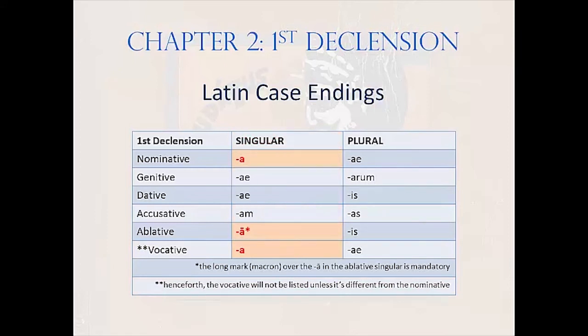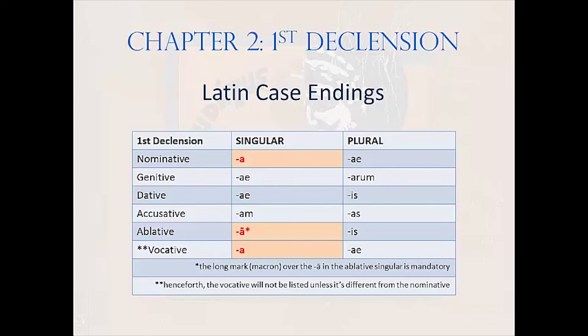Now, back to the long A of the ablative. Do you remember what we said in the introduction to Chapter 1? That the Romans could hear the difference between a long vowel and a short vowel, not because they sounded different, but because a long vowel was held for a longer period of time. Therefore, the short A of the nominative and vocative singular, a, sounded different to the Romans from the long A of the ablative singular, ah.